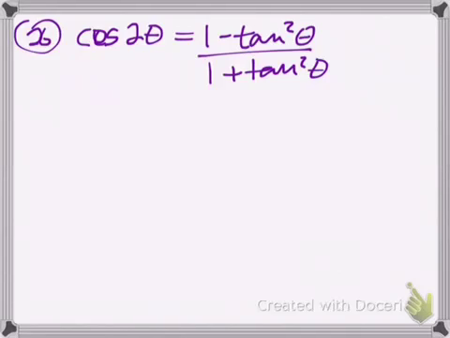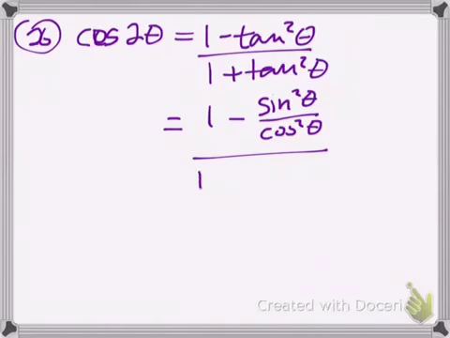Tan squared of theta. So on the right side, I'm going to change everything into sines and cosines. So that would be 1 minus sine squared theta over cosine squared theta, over 1 plus sine squared of theta over cosine squared of theta. How do we get rid of the complex fractions? Multiply top and bottom by the cosine squared of theta.